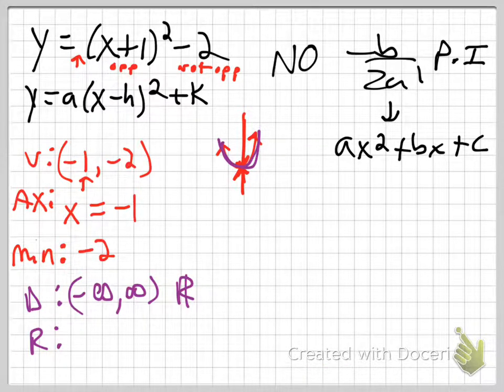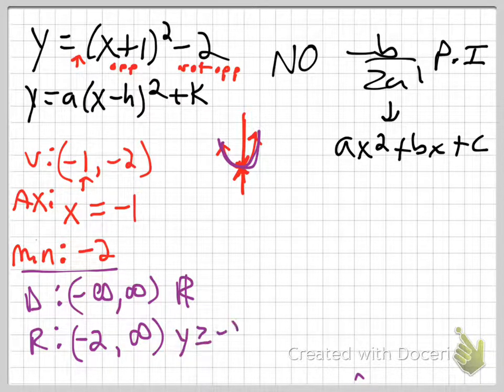If this is a minimum right here, that means we can't have any value lower than negative 2. So that means my minimum is negative 2. Now, the maximum, there is no maximum, meaning it can go on and on forever. So negative 2 to infinity, or y has to be greater than or equal to negative 2. Domain and range.